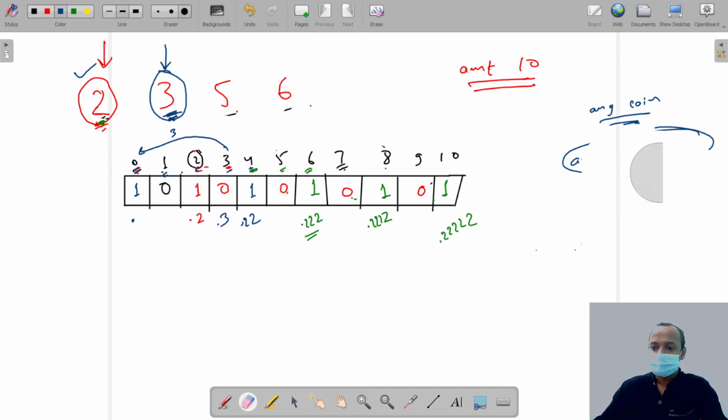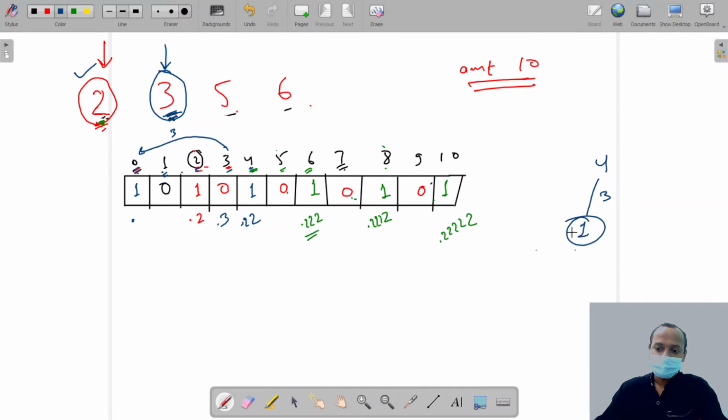Now let's see here. Now we have to pay what? 4 rupees. Okay, so we are using 3 rupees coin. The amount left is 1, and we see is there any way to pay 1 rupees. If we are at this, now we are using 3 rupees coin, and we reach at 1, and we see is there any way to pay 1 rupees? There is no way, 0. So we can't pay 4 rupees by using 3.